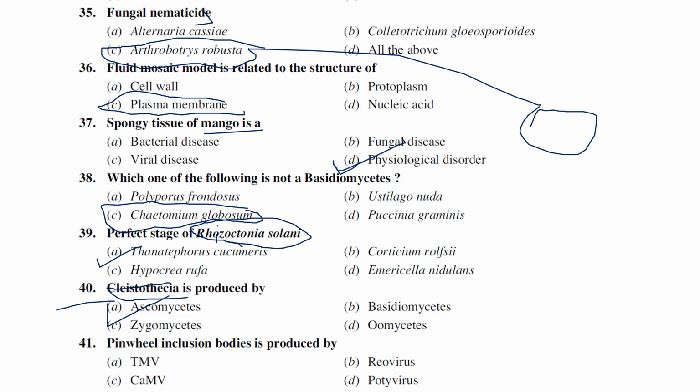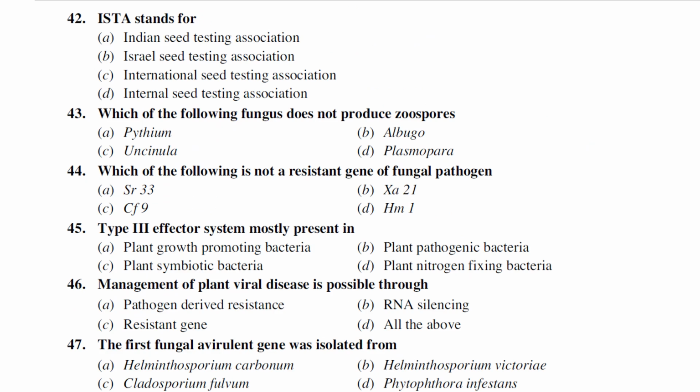Pinwheel inclusion bodies are produced by TMV, Reoviruses, cauliflower mosaic viruses and Potyviruses. Actually Potyviruses generally produce a pinwheel kind of inclusion bodies. ISTA stands for International Seed Testing Association, sorry, not agency, International Seed Testing Association.